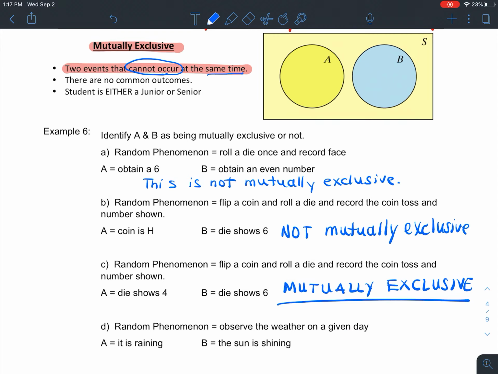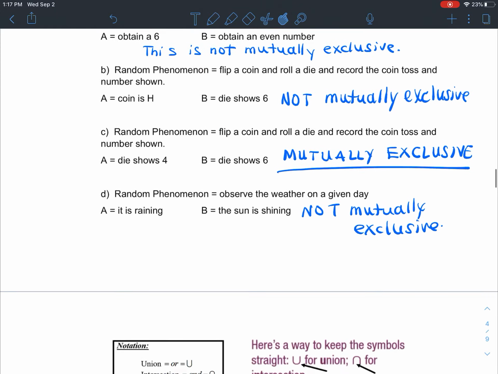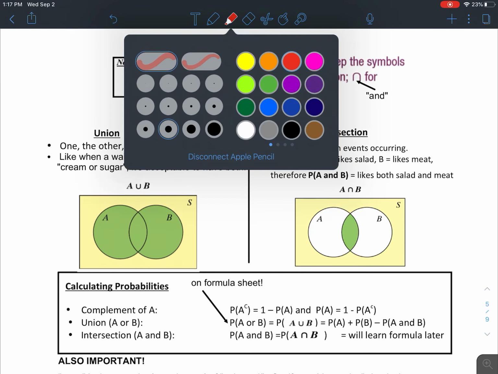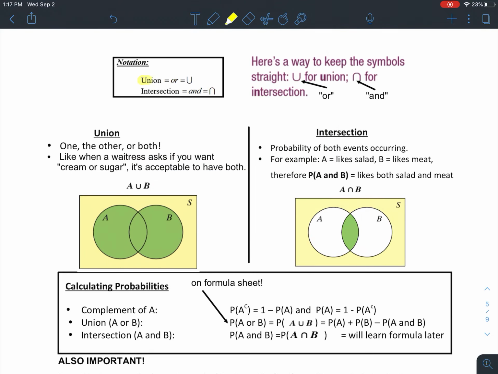And then the bottom one, letter D, the random phenomenon is that you are observing the weather on a given day. A is that it is raining, and B is that the sun is shining. So is it possible for it to be raining and the sun be out at the same time? You often don't see that very much, but it definitely is possible. So we're going to say that these are not mutually exclusive, okay? Not mutually exclusive. That will be a term that will be very important that you understand what the phrase mutually exclusive is referring to. Okay, we're going to wrap up with this page here.